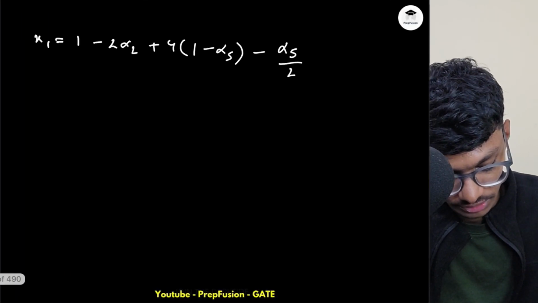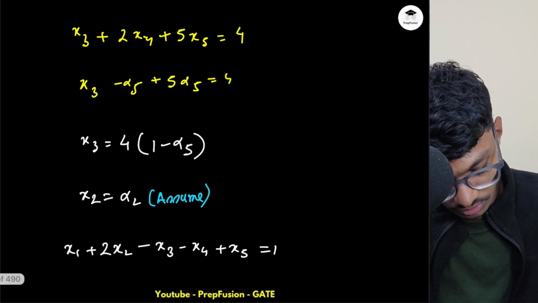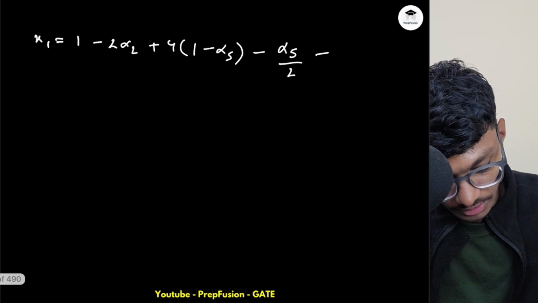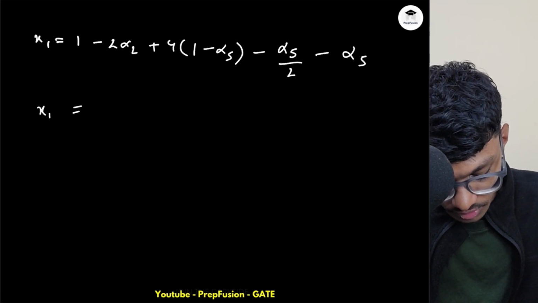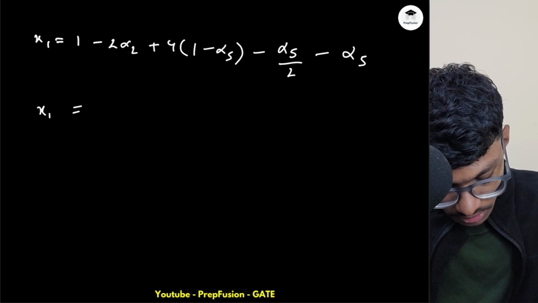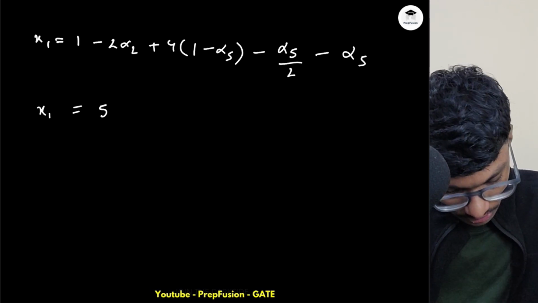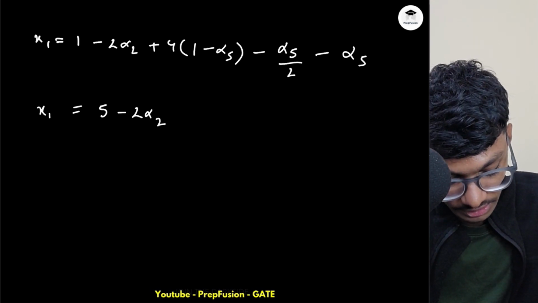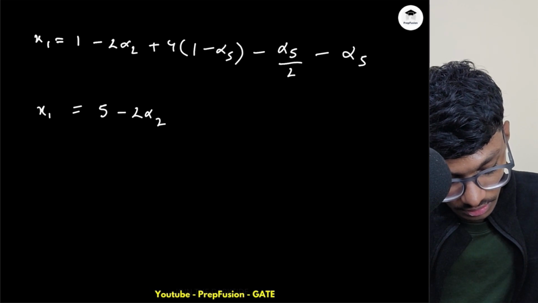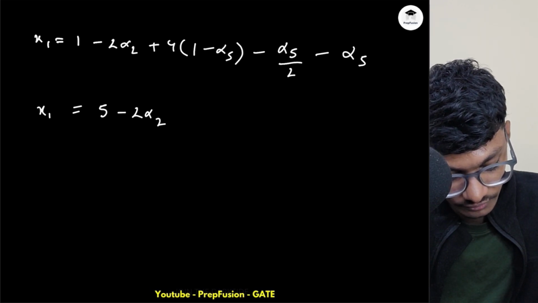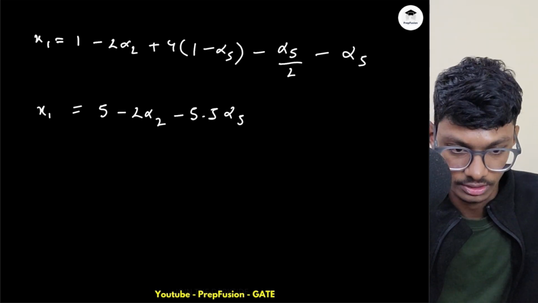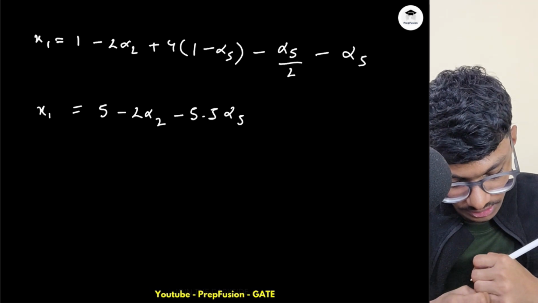basically alpha 5, right? We are choosing alpha 5. So plus, this is also, or this is plus, right? No, this is minus actually. This will go up there, minus. So this will be minus up there, alpha 5. Okay, so I can write x1 equals to this is 5 actually, and minus 2 alpha 2, and this is minus 4 alpha 5, and this is minus 5 alpha 5, so this will be minus 5.5 alpha 5. Okay, so basically this is what we get.